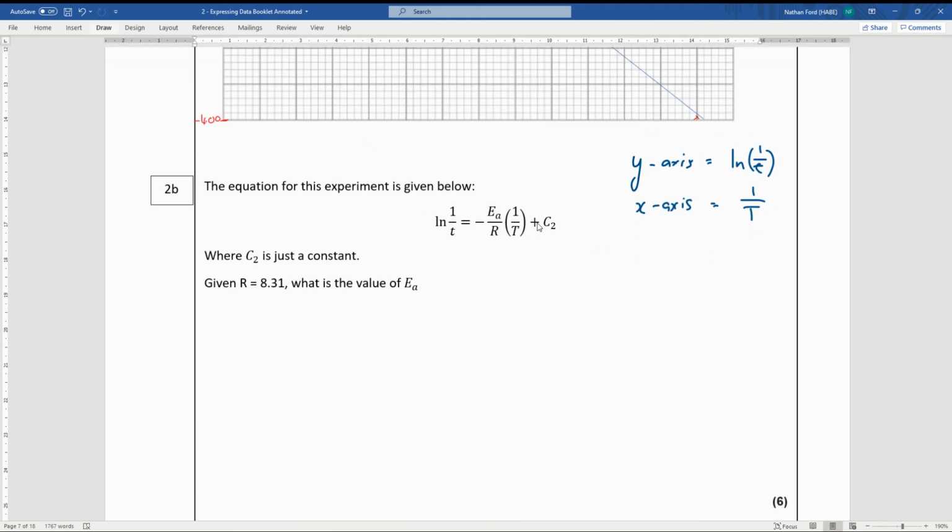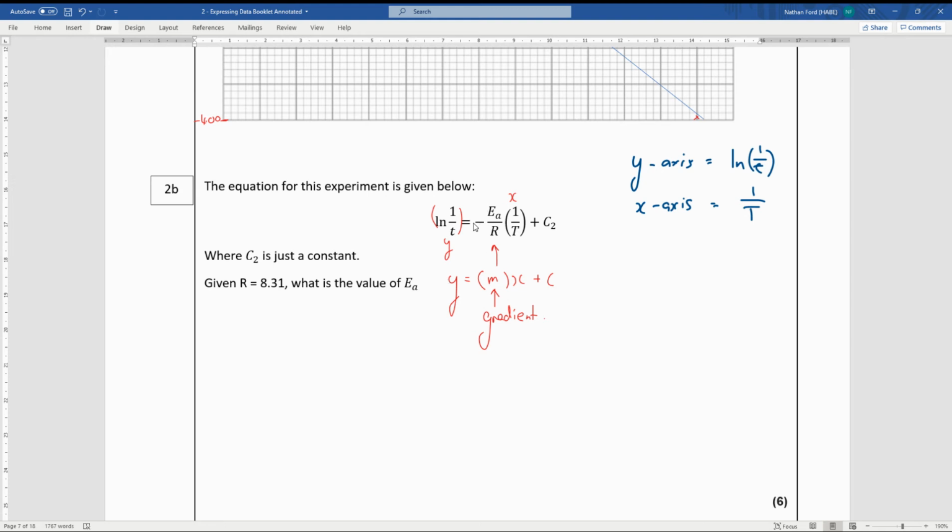Now, if we look at this, then we look at this equation. That means that this is the y, and this is the x. Which, if I put that into this format, that means this here is the m, also known as the gradient. So the gradient equals this here. So let's have a look at how we can go about solving this.